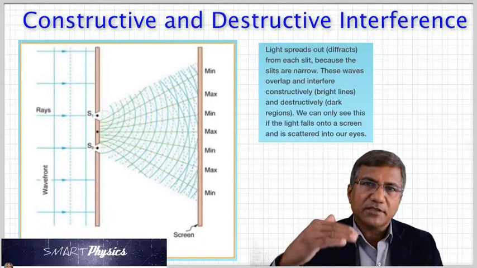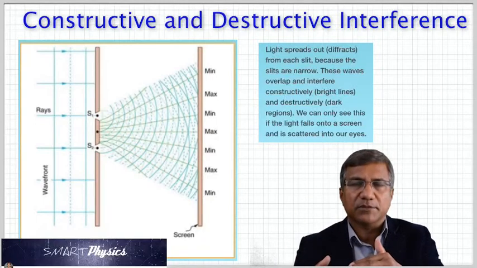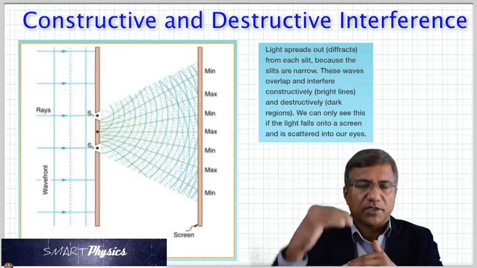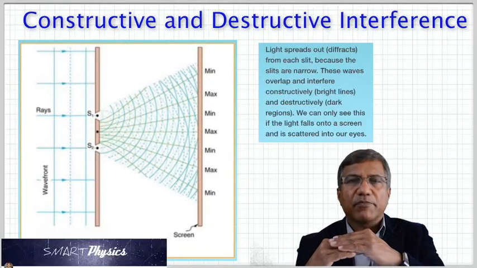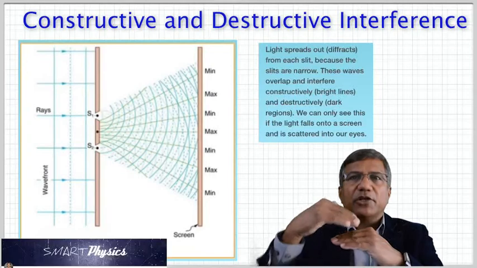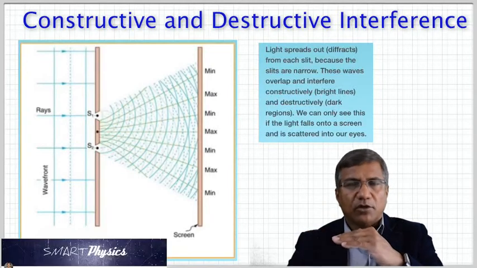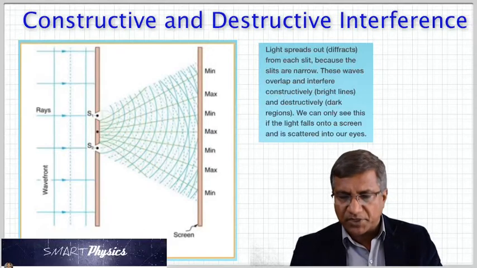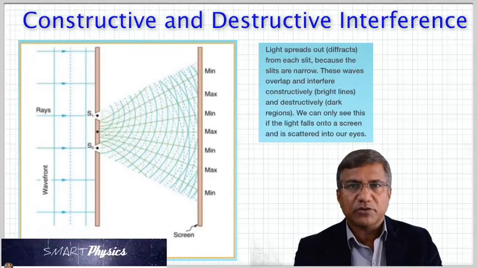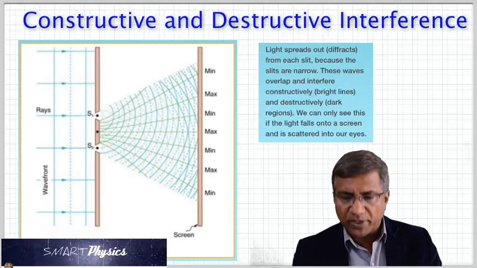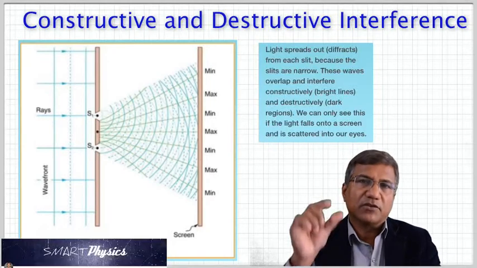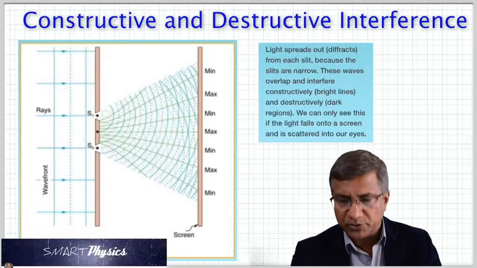And on the sides, above and below the maximum, you're going to have dark and bright and dark and bright. So central one is maximum, then you have a minimum, and then you have a maximum, and so on both sides. So light spreads out from each slit because the slits are narrow, that is diffraction. These waves overlap and interfere constructively and destructively, and we can see the dark and bright bands produced on the screen.